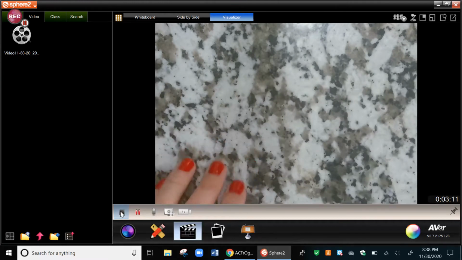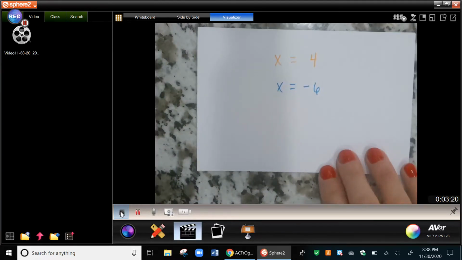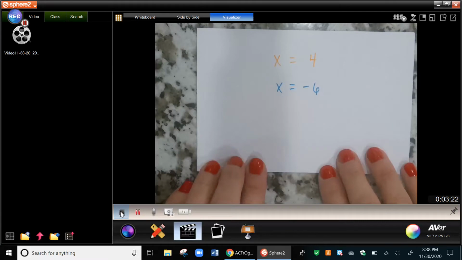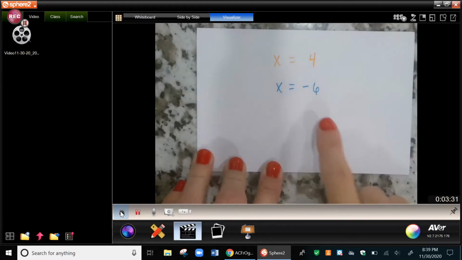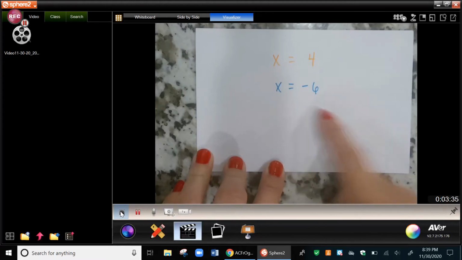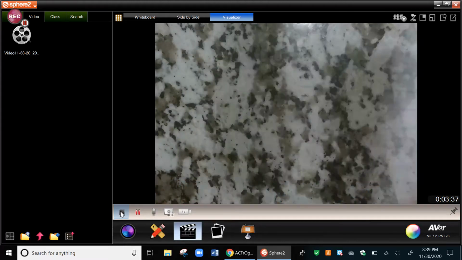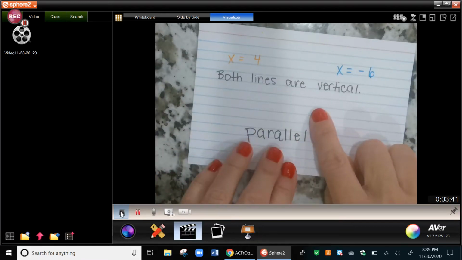Well, here we've got two, let me get my card. There we go. We've got two x equals equations this time. We've got x equals 4 and x equals negative 6. Now keep in mind a second ago when we had two y equals equations that both of those lines were horizontal and they were parallel. So would these two be parallel, perpendicular, or neither? Both of those lines would be vertical lines and they too would be parallel, just like the last pair.